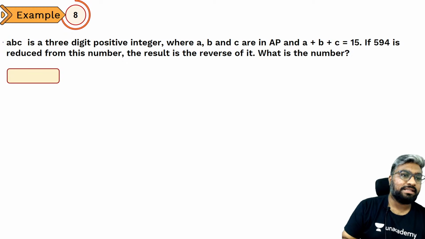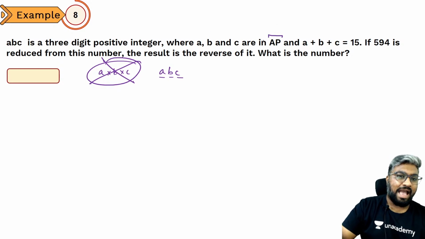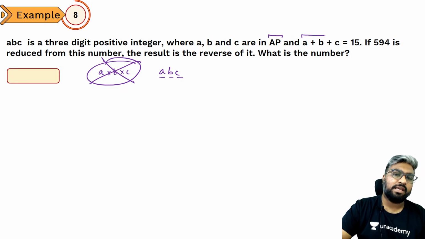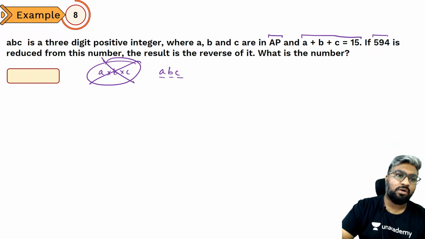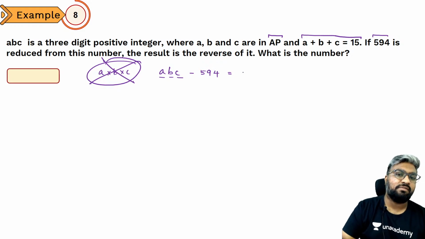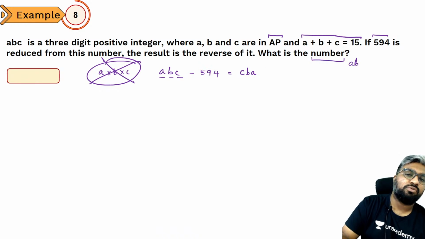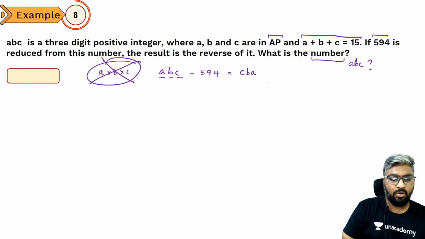ABC is a 3-digit number. This is not A into B into C, ये नहीं. ABC, these are 3 digits. ABC is a 3-digit positive integer where A, B and C are in arithmetic progression. And they are saying that the sum A plus B plus C is equal to 15. If 594 is reduced from this number, ABC से अगर मैं 594 reduce कर दूं, तो I get the reverse of it. So the digits reverse themselves. C, B, A हो जाता है. They're asking what is the number. ABC क्या है पूछ रहे हैं, ठीक है.